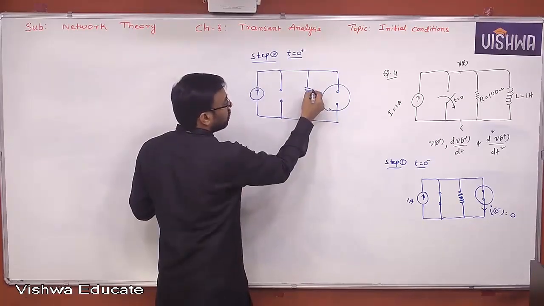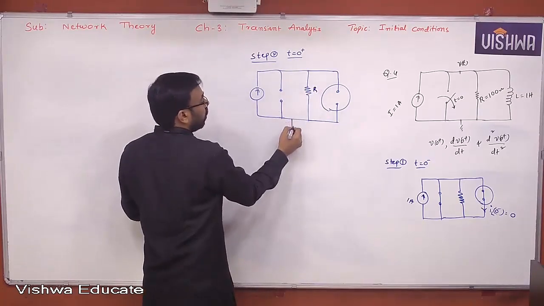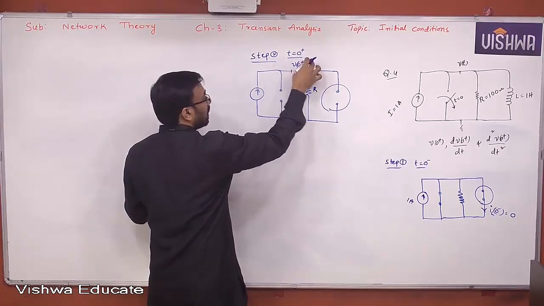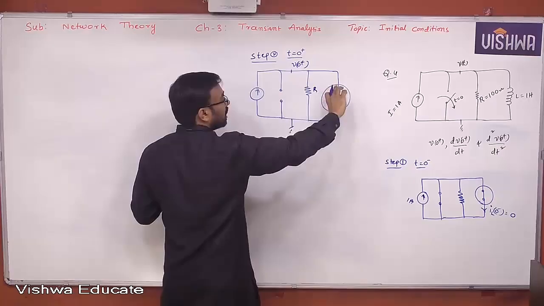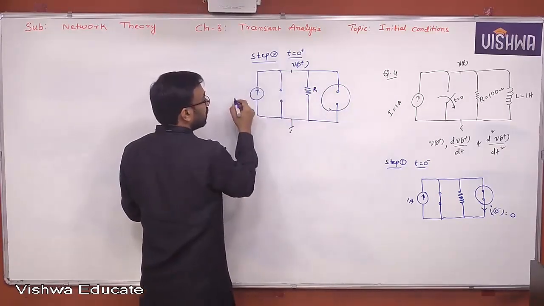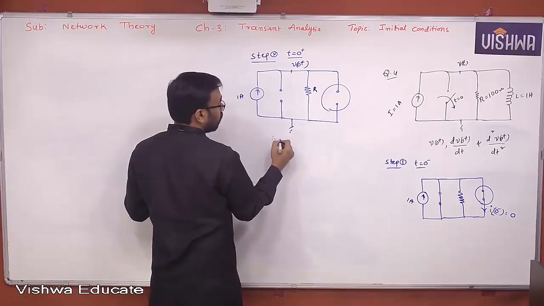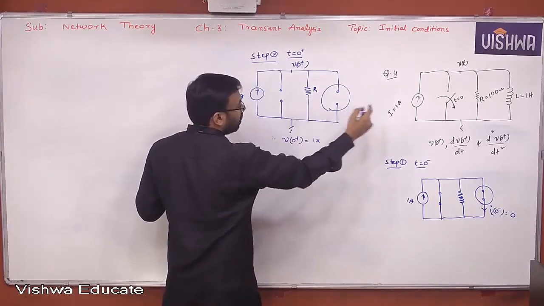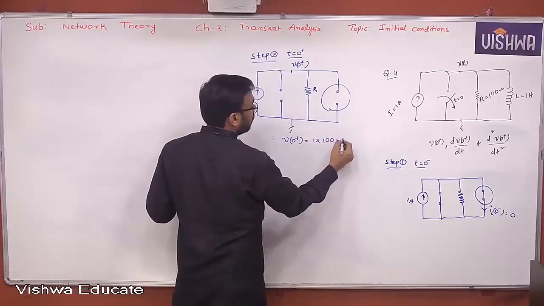Okay? So what is this actually R? And you want V of 0 plus. Now this V of 0 plus is nothing but the voltage across the resistor or the voltage across the inductor, whatever it is. Now the entire current is passing through it. This is 1 ampere. Therefore, V of 0 plus is 1 into R value, which is how much? 100. Therefore, 100 volts.